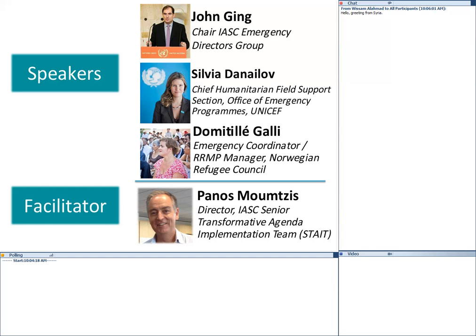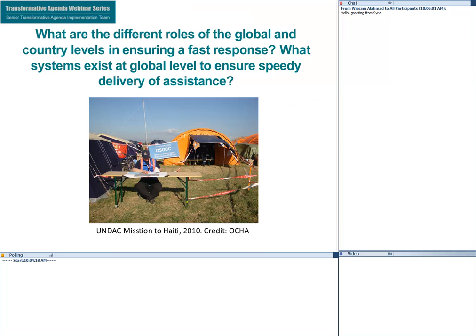Today we're going to look at both global and country level mechanisms. The focus is really on the rapid response mechanism, but we also would like to hear a little bit about what exists from the global level. And I'd like to start with the first question. I would like to go to John.